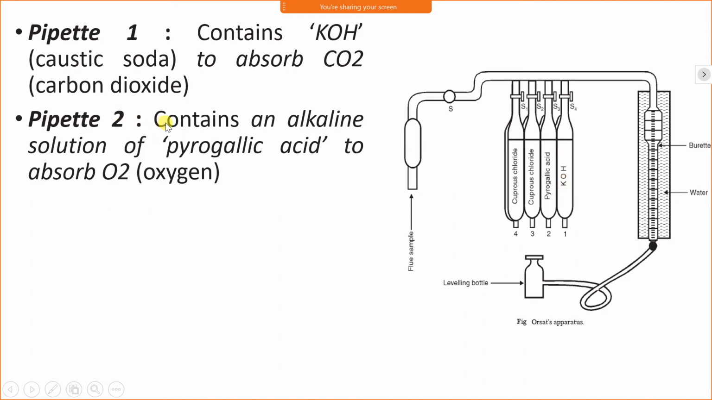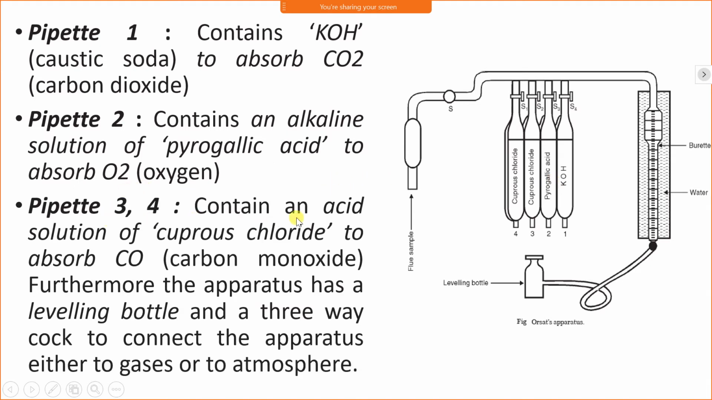Pipette 2 contains an alkaline solution of pyrogallic acid, which absorbs the oxygen, that is O2. The third and fourth pipettes contain an acid solution of cuprous chloride to absorb carbon monoxide, that is CO. Furthermore, the apparatus has a leveling bottle and a three-way cock to connect the apparatus either to gas or the atmosphere.